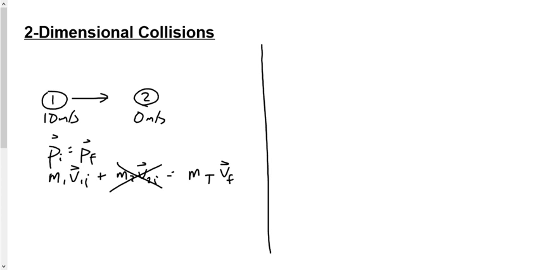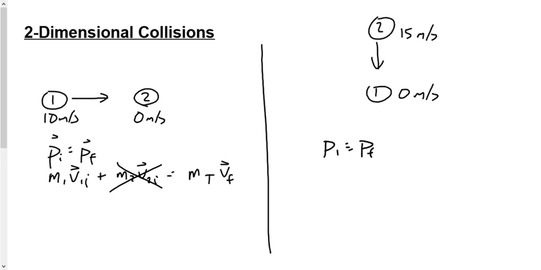Let's say this time object number 1 is at rest, and object number 2 is coming down towards it like this with a speed of, let's say, 15 meters per second. They stick together. They head off as one. Where are they going to go? Down. How do we analyze this problem? Well, similar way, we just say Pi is equal to Pf. We'd say M1 V1I plus M2 V2I, because they stick together, is equal to M total times Vf.